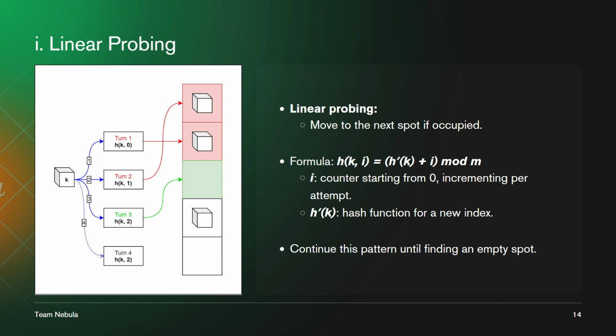Here, i is a counter that starts from 0 and goes up by 1 each time we need to move to a new spot. h'(k) represents another hash function we use to calculate a new index. So, if the spot we calculated first is taken, which is h(k, 0), we move to the next one, which is h(k, 1), and then the next one after that, which is h(k, 2), and so on. We keep going in this straight line pattern until we find an empty spot.